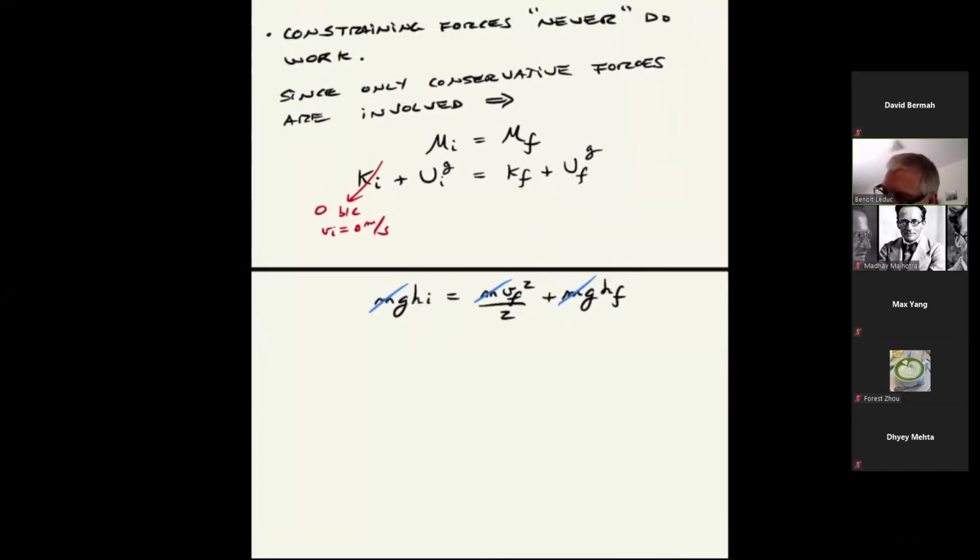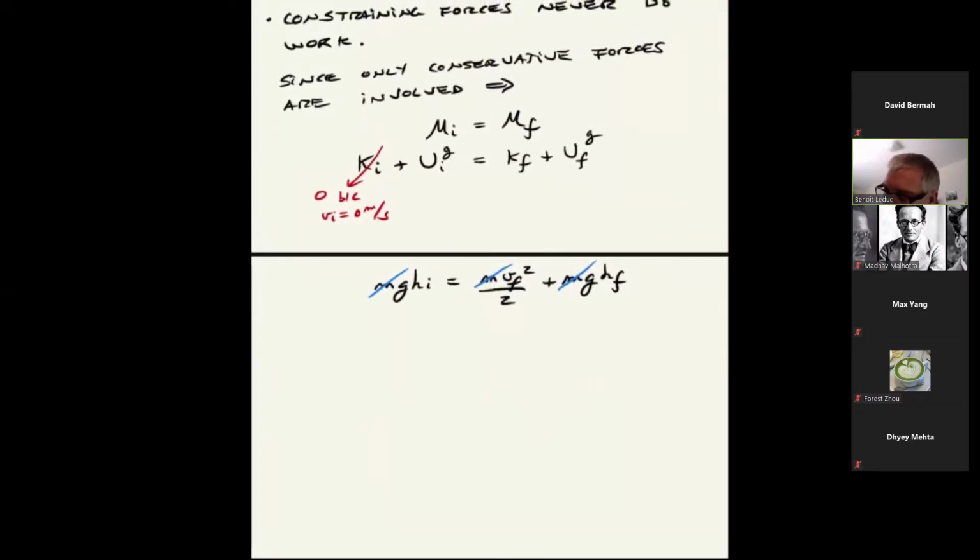So what we want is to isolate for vf. I'm going to do a couple of things here. I'm going to move this term to this side. I'll just do algebra here. So g h_i minus g h_f. I can, of course, factor out g.